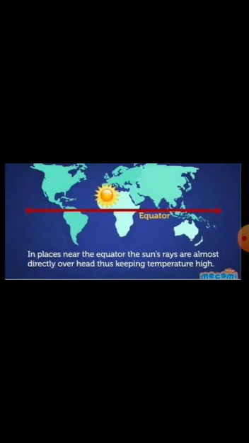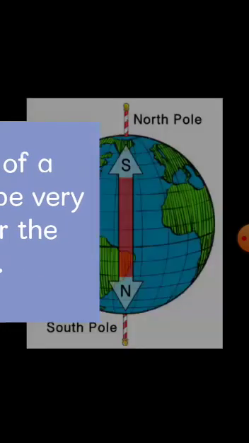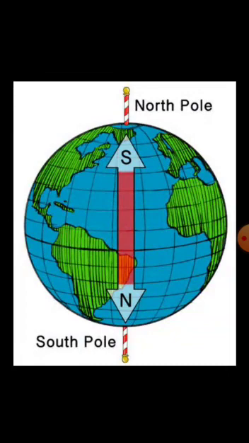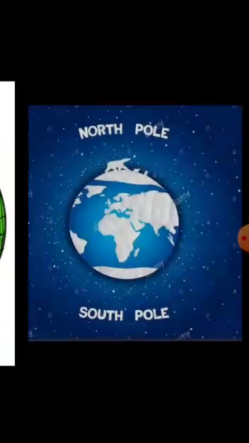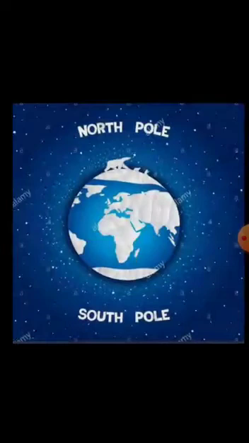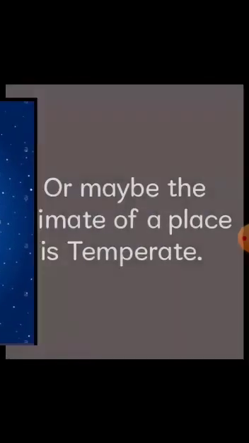Now, the climate of a place can be very hot, as on the equator. Why is it hot near the equator? In places near the equator, the sun rays are almost directly overhead, so the temperature stays very high. The climate of a place can be very cold near the poles. What are the poles? The extreme direction of north is called the north pole, and the extreme direction of the south is called the south pole. We have two poles, and at these two poles we have a very cold climate.